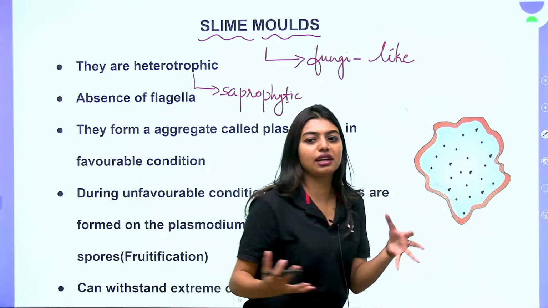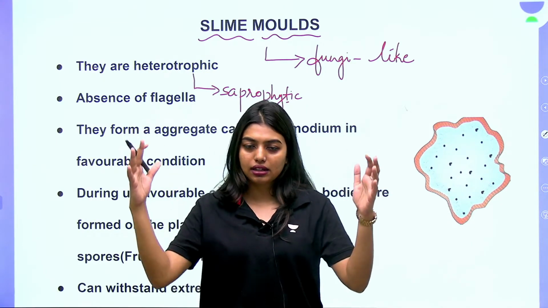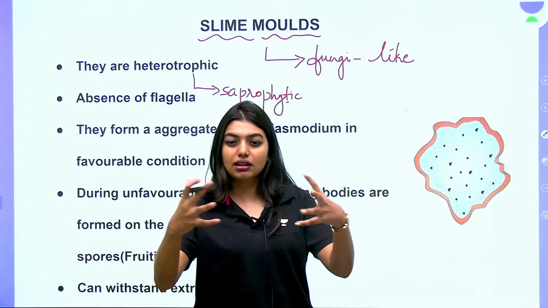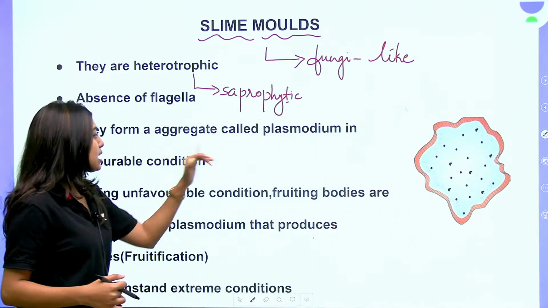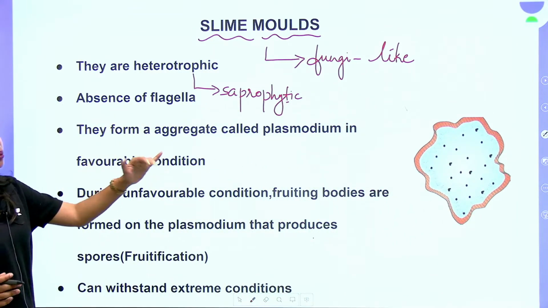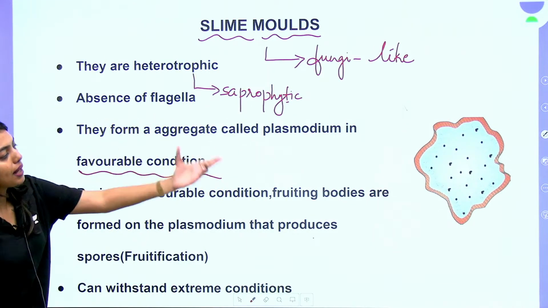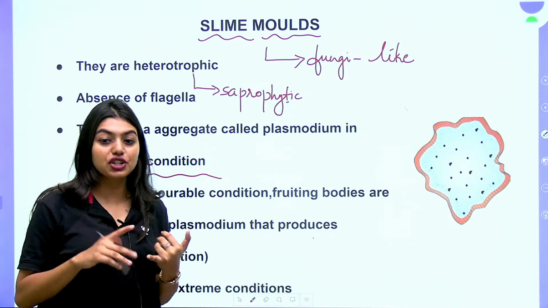What does aggregate mean? Your marks aggregate means the totaling of everything or the average of everything. Same way, this is a cluster. This aggregate is called plasmodium, and it will be formed during favorable conditions. This is what you have to remember, students. Plasmodium will be formed only when the condition is favorable.